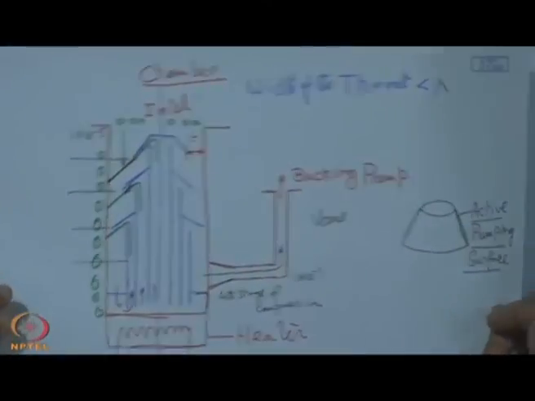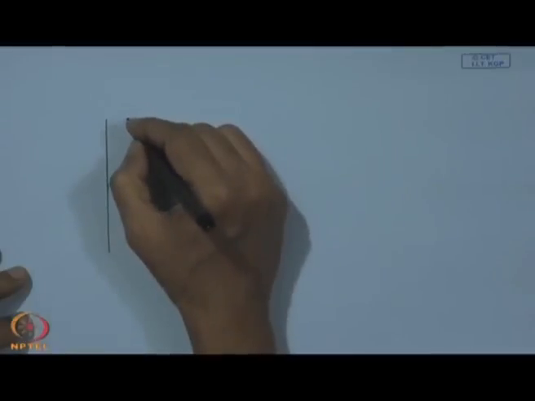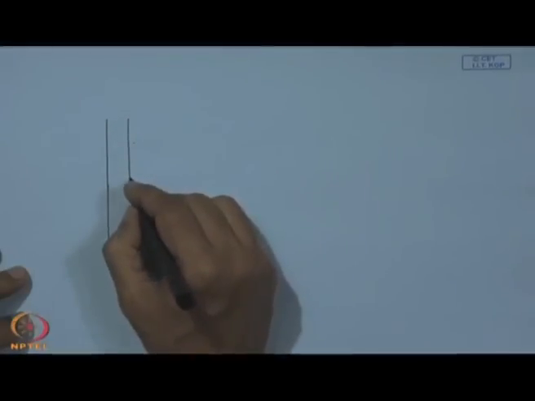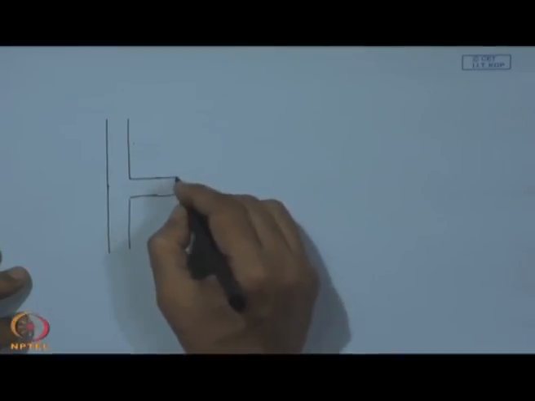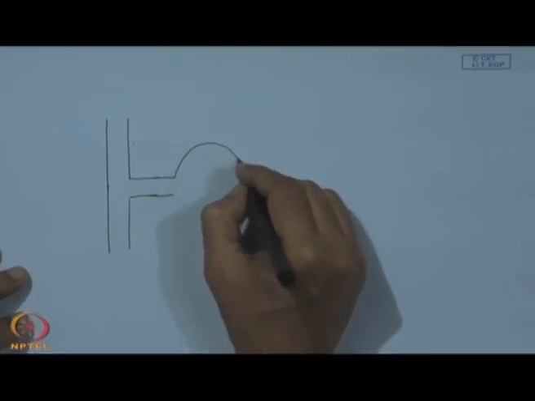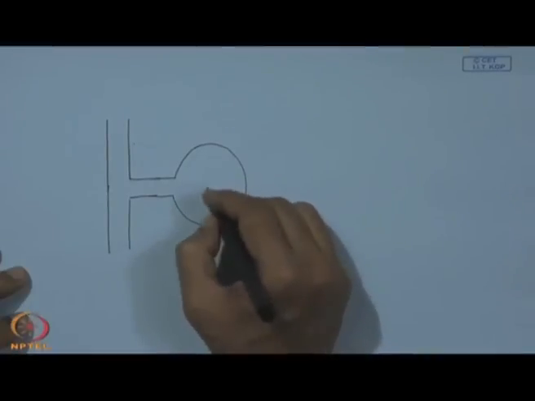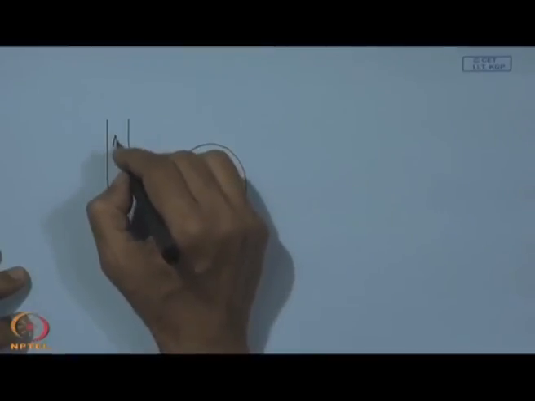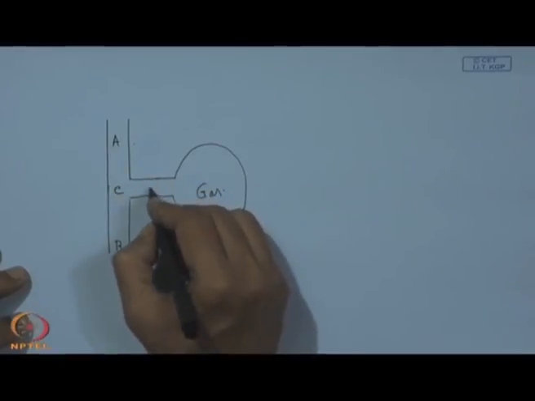Actually, this diffusion pump can be explained by one principle. Suppose we have a tube, and here at a right angle we have a connection, and then a vessel which is filled with some gas. So, this is gas filled, and here say this is point A, B, this is C, and this is D.